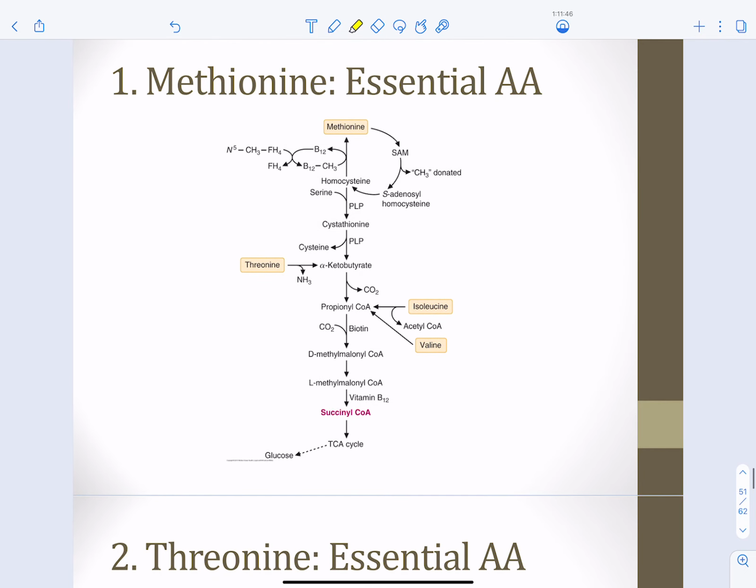So methionine, which is an essential amino acid, we talked about can break down and form cysteine. So we have cysteine here via homocysteine and cystathionine. That also will generate alpha-ketobutyrate. Alpha-ketobutyrate will become propionyl-CoA. Isoleucine and valine will feed into this through propionyl-CoA immediately, and threonine will go to alpha-ketobutyrate to propionyl-CoA. Then once you have propionyl-CoA, of course, you go downstream and you get succinyl-CoA.